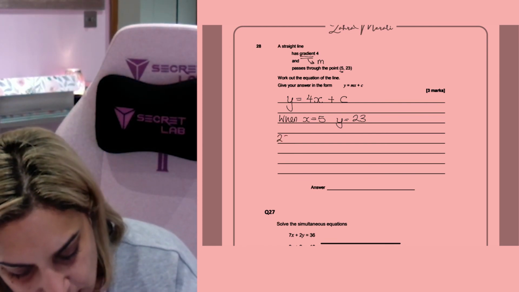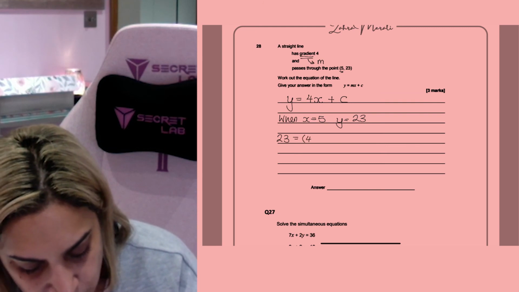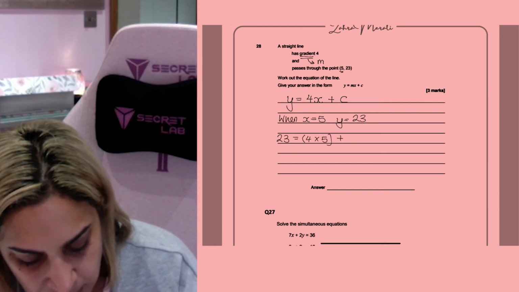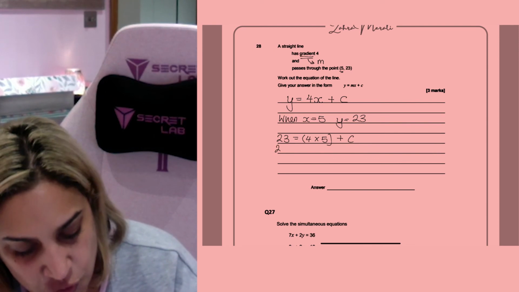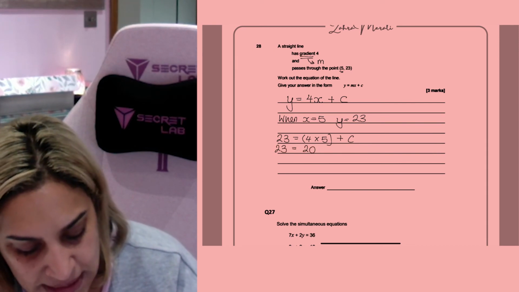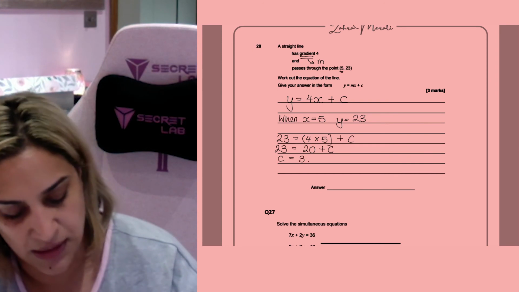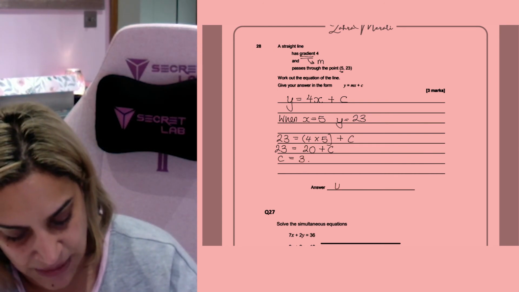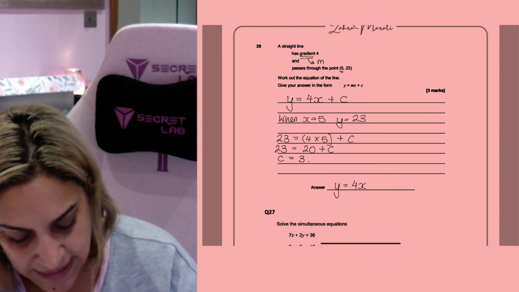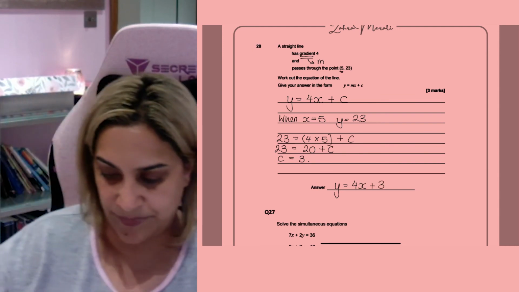So we get 23 equals 4 times 5 plus c. So 23 equals 20 plus c, so c equals 3. So our answer is simply y equals 4x plus 3.